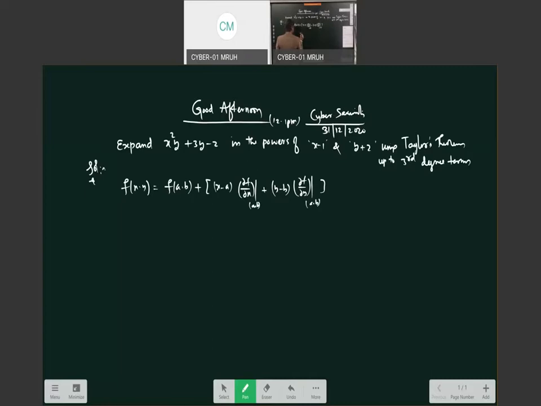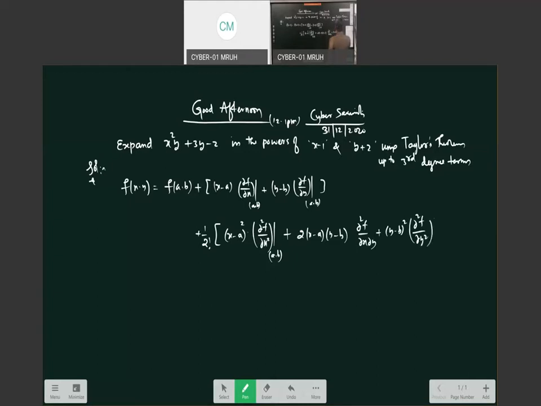Plus 1 by 2 factorial into, so I need to write the expansion of the square term. That I can write as (x minus a) whole square into dou square f by dou x square. Please remember this formula, for everything we write this formula initially. It is like (a plus b) whole square, right? So plus 2 into (x minus a) into (y minus b) into dou square f by dou x dou y, one with respect to x, one with respect to y. Plus the b square term, (y minus b) whole square into dou square f by dou y square. And please remember this is calculated at a comma b. So this is my third term.